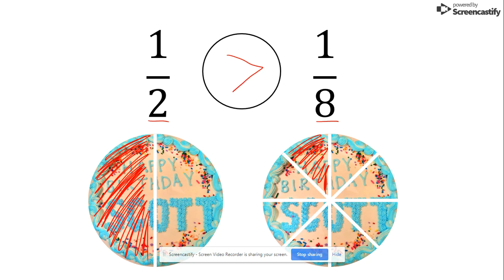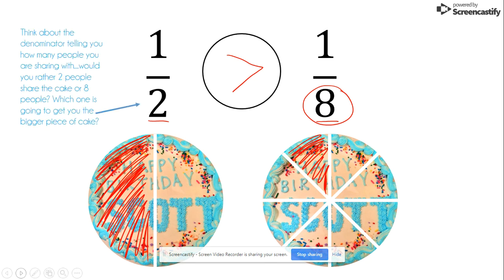When we're comparing fractions with the same numerator, the bigger your denominator is, the smaller your piece is going to be. So think about that denominator as telling you how many people you're going to share a cake with. Would you rather share with 2 people or 8 people? Which one is going to give you a bigger slice of cake?